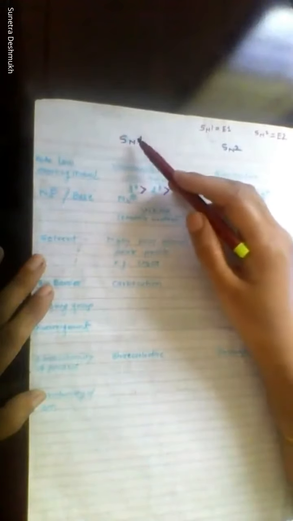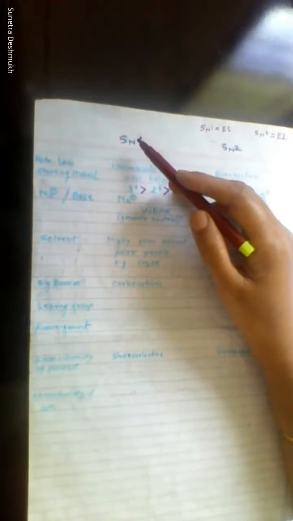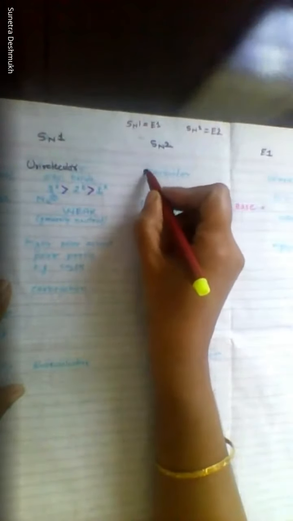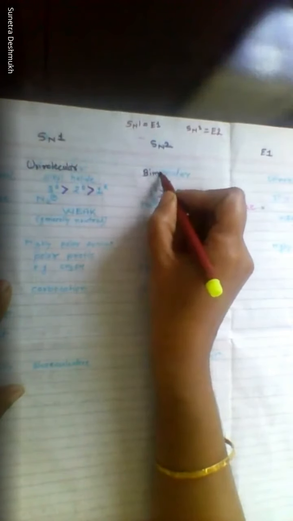First, the Sn1 reaction. As you know, Sn1 indicates a unimolecular reaction. The first parameter is the rate law. What is the rate law of Sn1, Sn2, E1 and E2? In the case of Sn1, this is a unimolecular reaction. Sn1 is a unimolecular reaction, and Sn2 represents a bimolecular reaction.